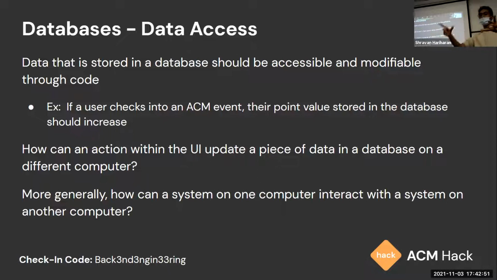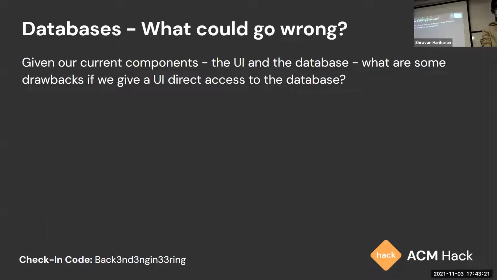So our question now is, how can an action in the UI update a piece of data, right? Let's say we have a user, like one of you guys, or all of you guys, you attended the event, right? And you all got 10 points for attending this event. How did that happen? That's a question we need to ask. How does you attending an event, you clicking on different UI components, actually update the data that's stored in our database? And more generally, how can the system on one computer interact with the system on another computer is what we're looking into.